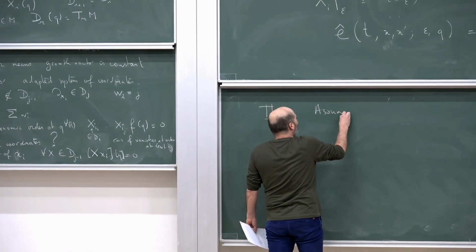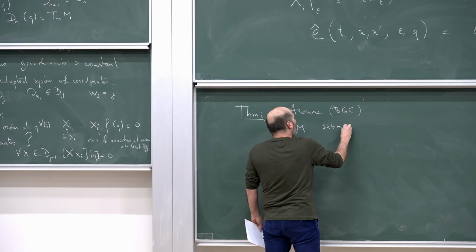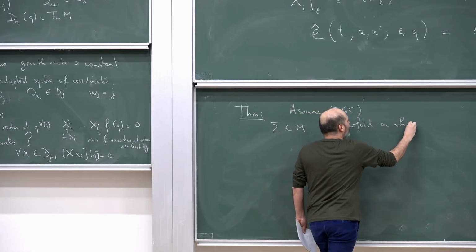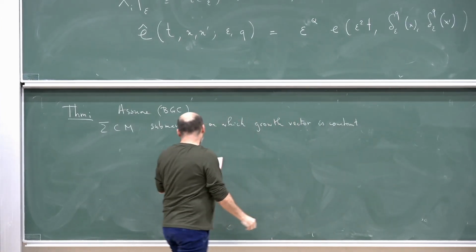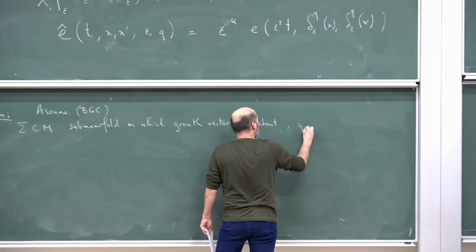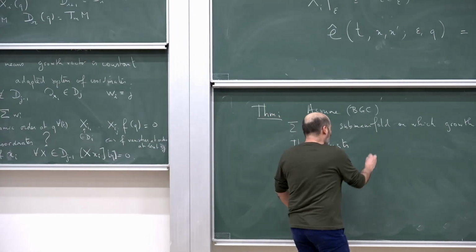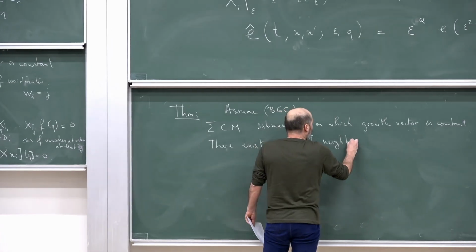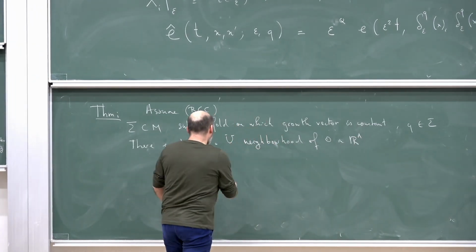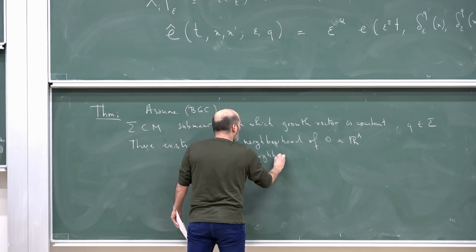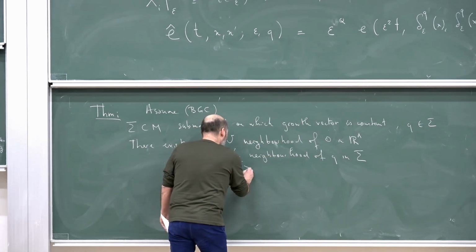I assume the bracket generating condition. That's a standing assumption. I take sigma in M, which is a submanifold on which the growth vector is constant. And then you take Q in sigma. Then there exists a neighborhood U of 0 in R^D, you have V sigma, which is a neighborhood of Q in sigma, and you have an epsilon 0, which is positive.